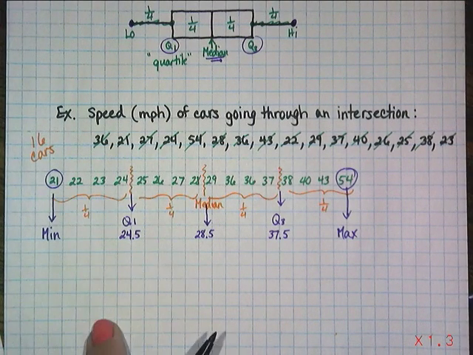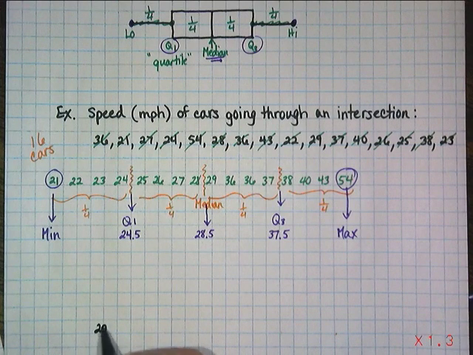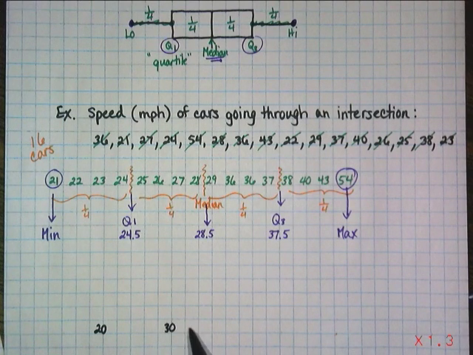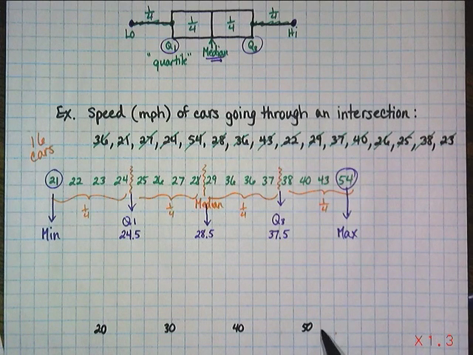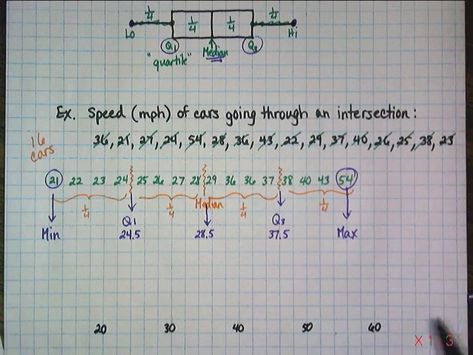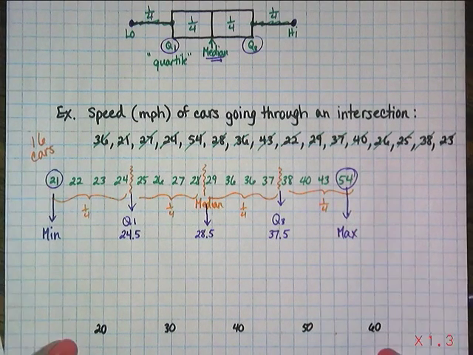If my lowest number is a 21, I'm going to start with a 20. And then I'm going to count by 2s. 20, 22, 24, 26, 28. This will be a 30. 32, 34, 36, 38. This will be 40. 42, 44, 46, 48. This will be 50. 52, 54, 56, 58. This will be 60. That should cover this data.